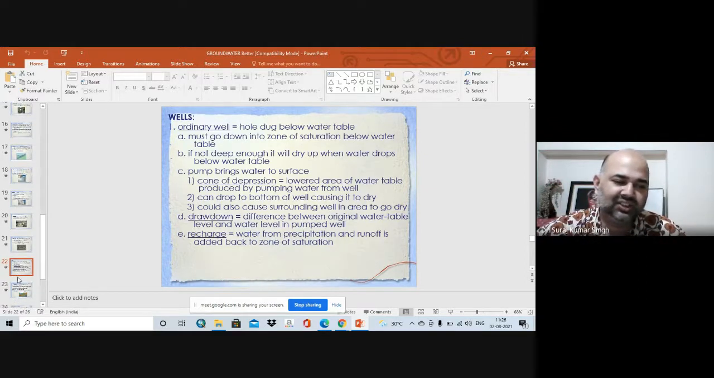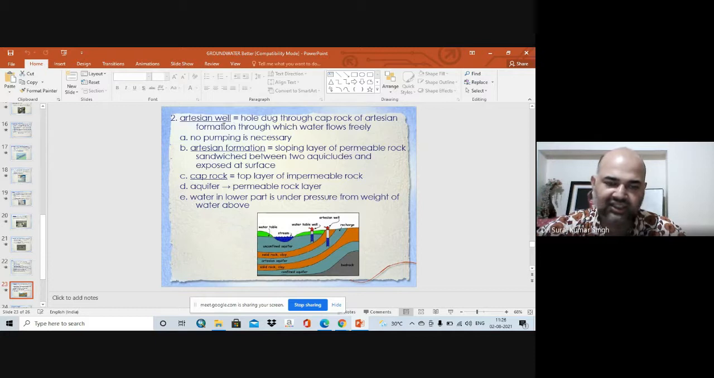And you will have a sufficient amount of water for your daily activities. Then you have artesian wells, where holes are dug through the cap rock of an artesian formation, and the water flows freely. For an artesian well, no pumping is required. An artesian formation is made of sloping layers of permeable rock sandwiched between two layers and exposed at the surface. That's why you have a cap rock that forms the top layer of impermeable rock. Then you have the aquifer, a permeable rock layer where the water in the lower part is under pressure from the weight of the water above.